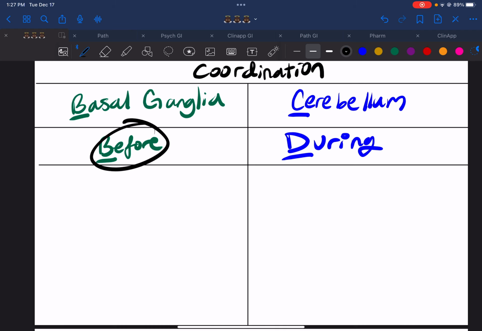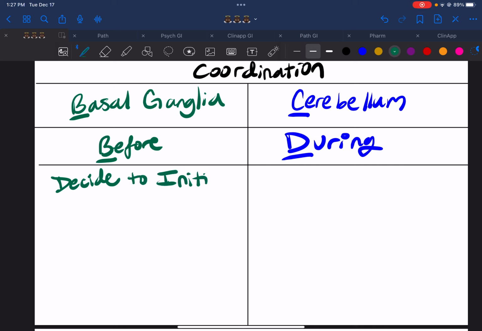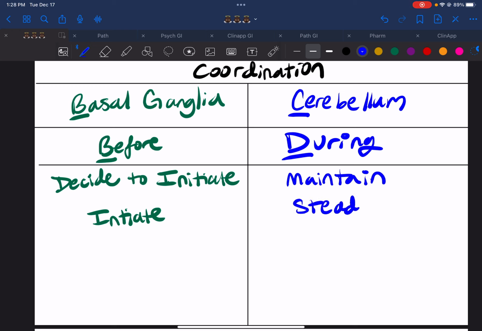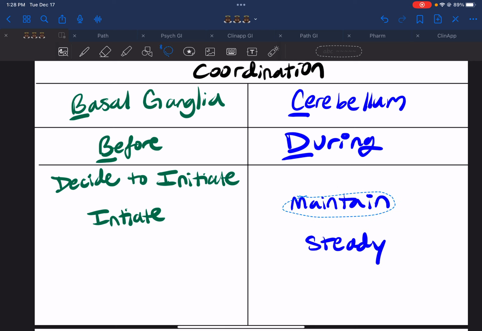So why do I say before? It's because the basal ganglia is what allows you to decide whether or not you're going to do the movement. So you decide to initiate the movement. That's what the basal ganglia does. Versus the cerebellum is what keeps the movement smooth and steady while you're doing it. So once you've already decided to do the movement, it maintains the steadiness of the movement. Initiate, maintain. Decide to initiate versus keep it steady.